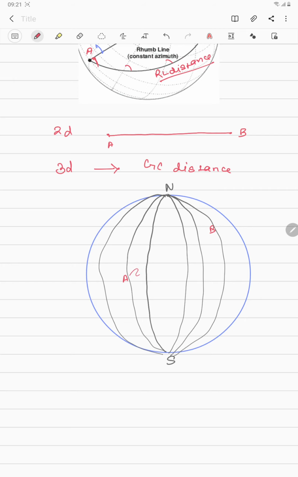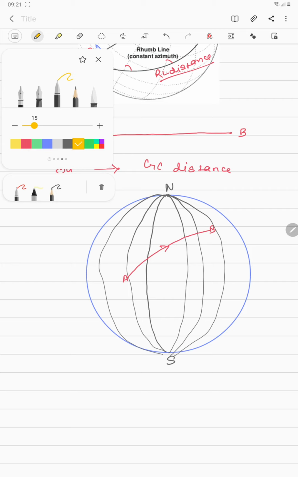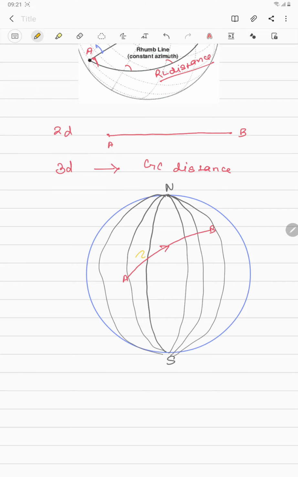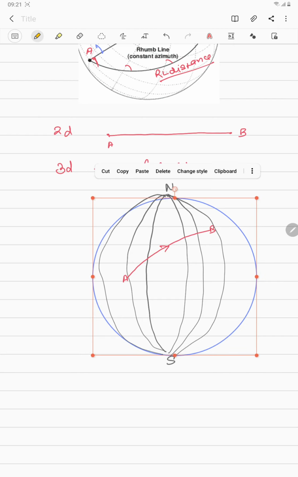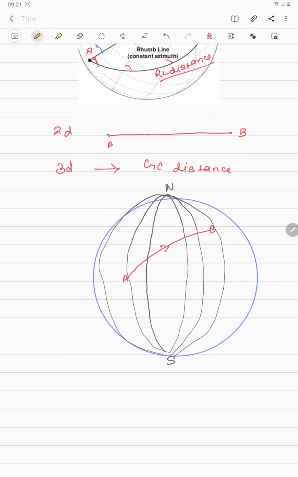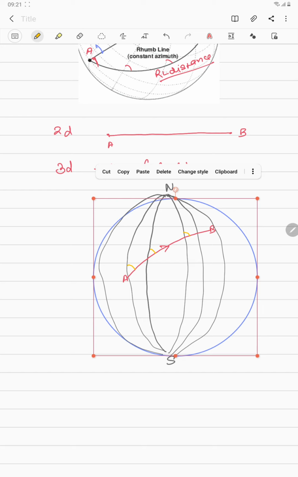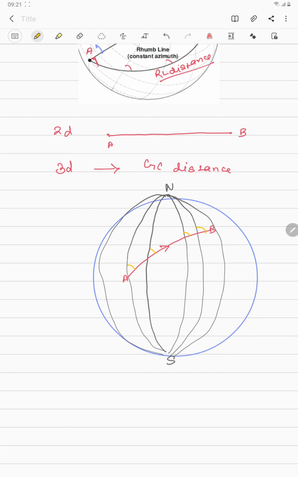Now there will be one great circle which will pass through point A and B, right? If I travel on this great circle, I will have the shortest distance. But what is the negative of traveling on a great circle? Guys, see, the great circle is cutting this meridian at this angle, it is cutting this meridian at this angle, and it is cutting this meridian at this particular angle. So all these angles, I'm going to mark them up, this angle, this angle, and this angle.